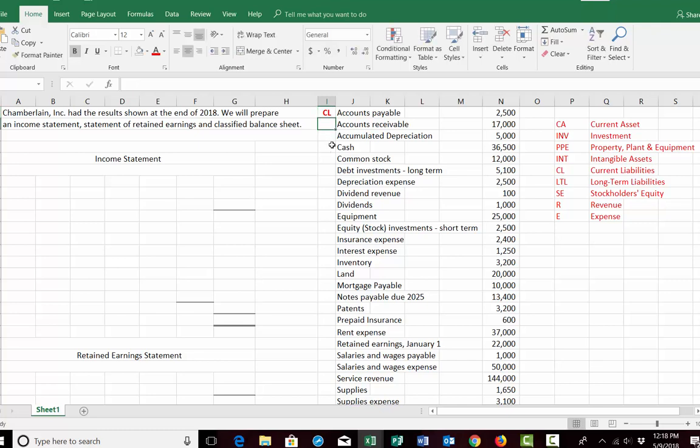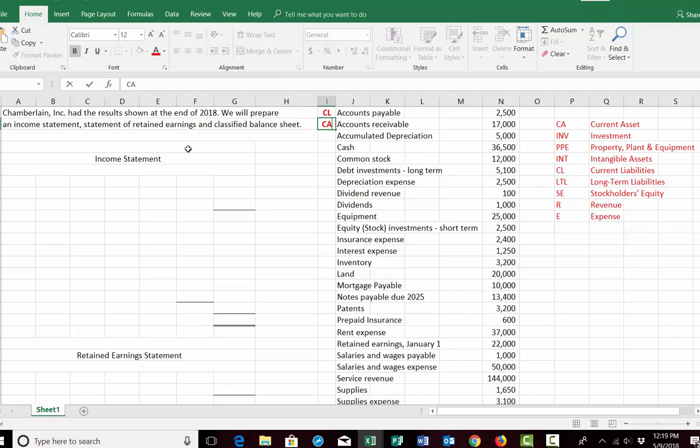So accounts receivable, remember, is a current asset. A current asset is an asset that's going to be used or turned into cash within a year. And remember that accounts receivable are amounts that our customers owe us, and generally we're going to collect from them within around 30 days, depending on our credit terms.